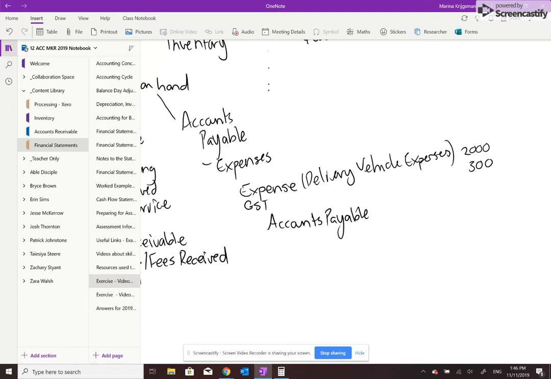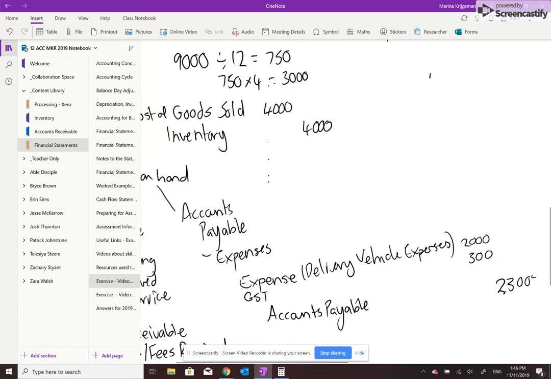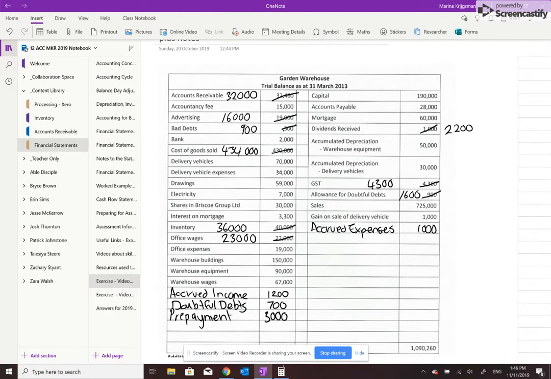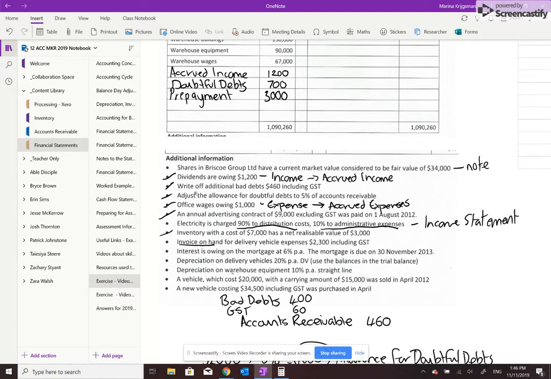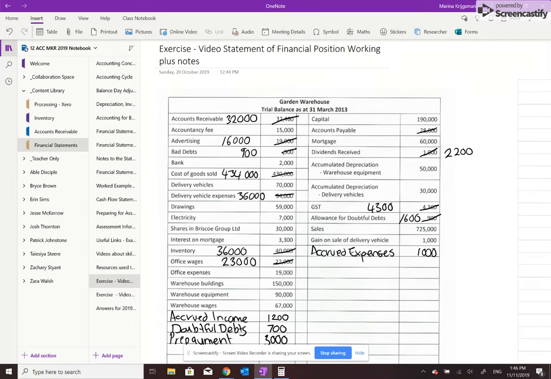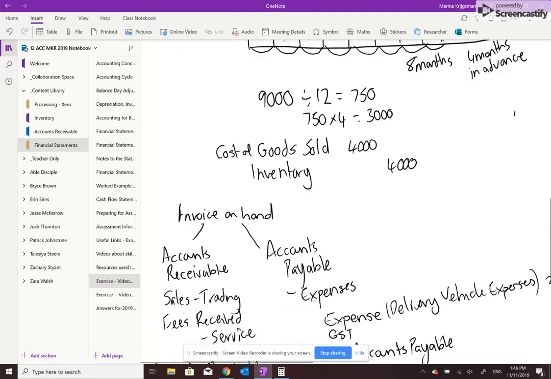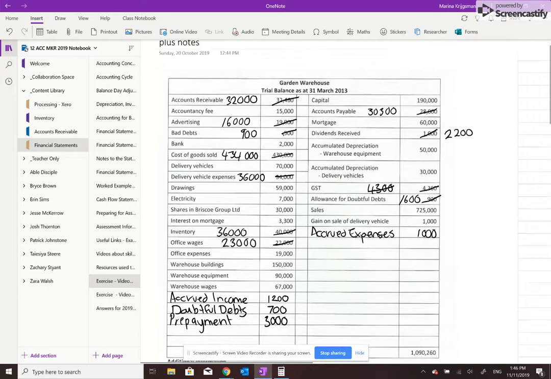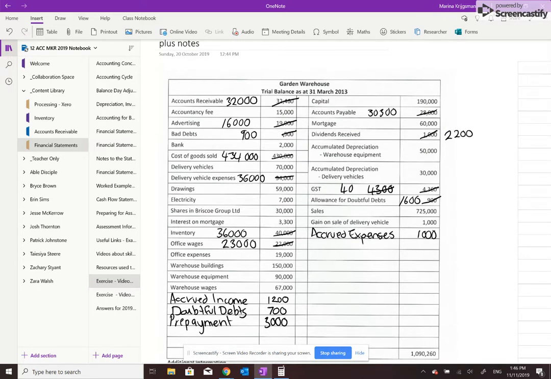So it's going to be a debit to delivery vehicle expenses. We're going to increase that by 2,000. Going to increase accounts payable by 2,300. So that's going to be 30,300. And our GST is going to go down by 300. So that's just going to be 4,000 now.